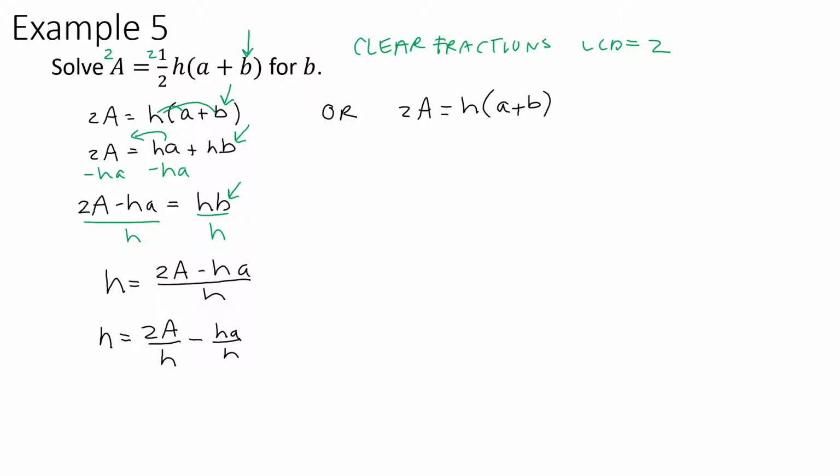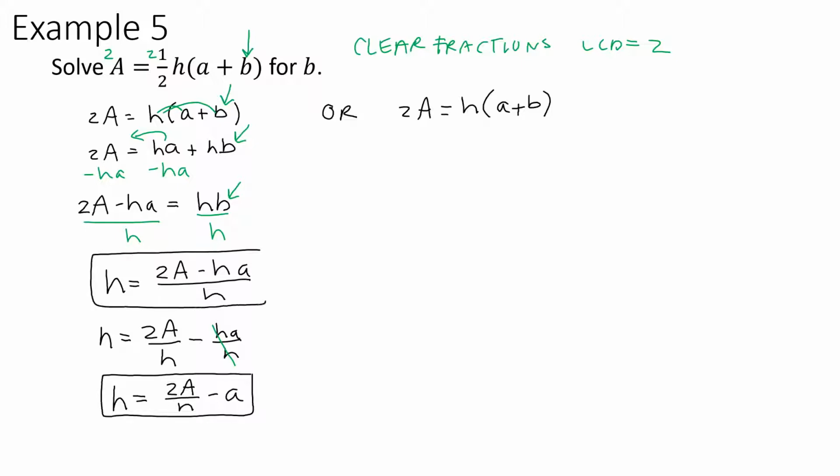So now I can divide the fraction on the right, h times a divided by h. I can divide each by h, canceling the h's, and that leaves me with b equals 2 times big A divided by h, minus a. So either one of those answers is fine. You don't have to take that last step, 2 times big A divided by h minus a, unless you wanted to.